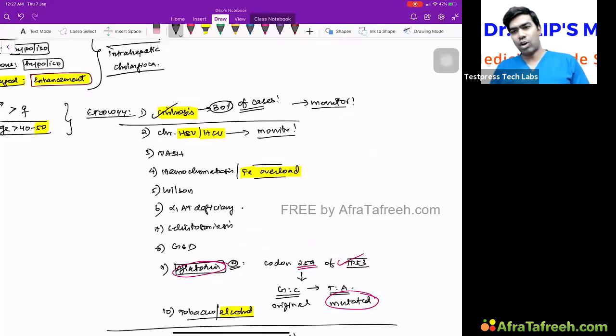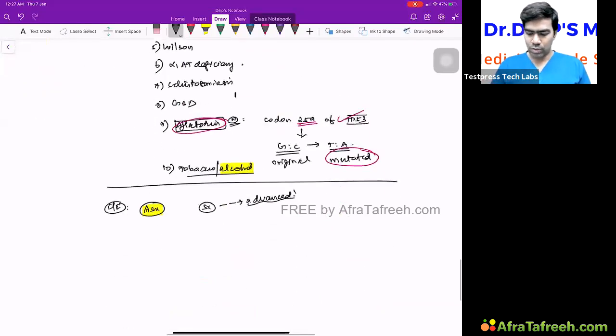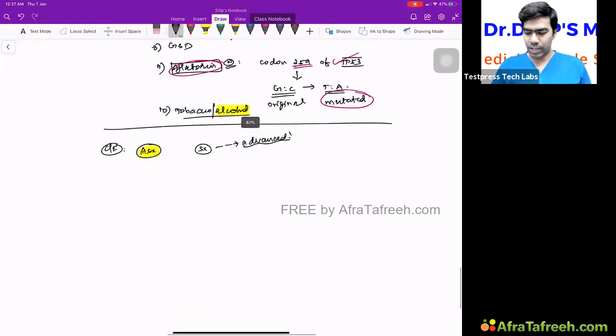When you have chronic HBV or HCV, definitely you have to monitor for HCC. Even if the patient is having normal ALT, AST, it doesn't matter. If the patient has chronic hepatitis B virus or hepatitis C virus, you need to monitor for HCC with 3 to 6 monthly alpha fetoprotein and ultrasound if possible. That's why this is very, very important. Otherwise you cannot pick up in early stages.